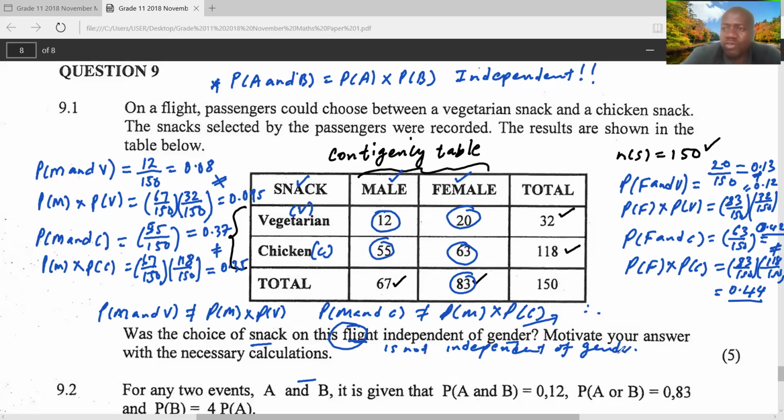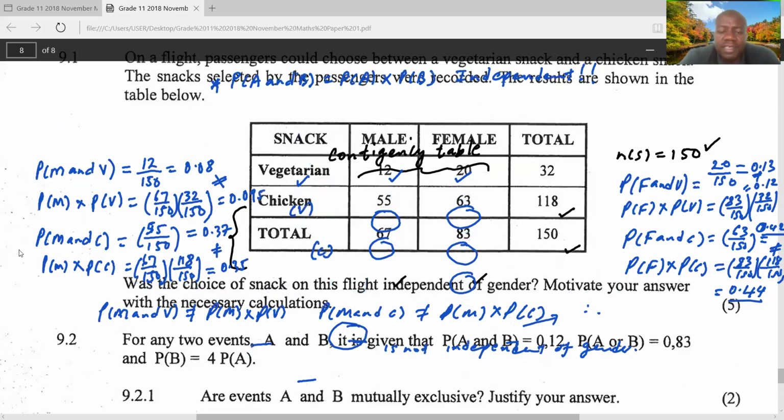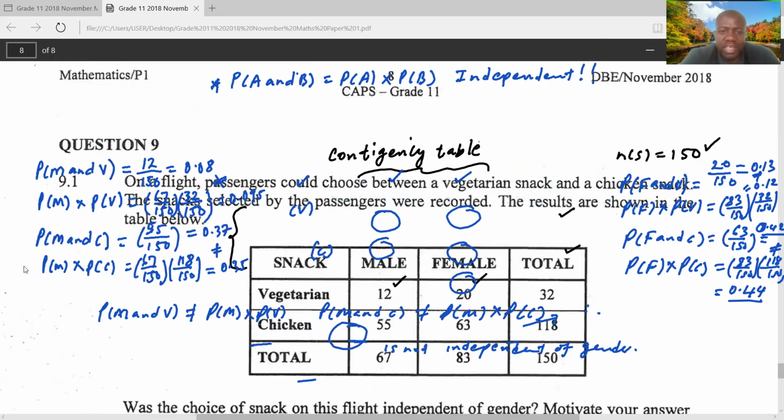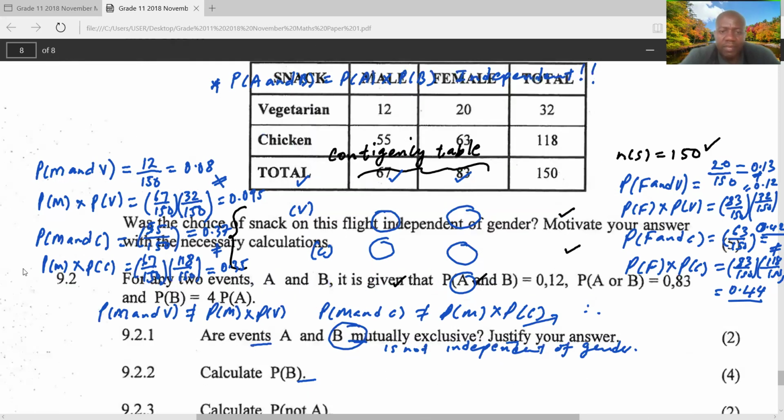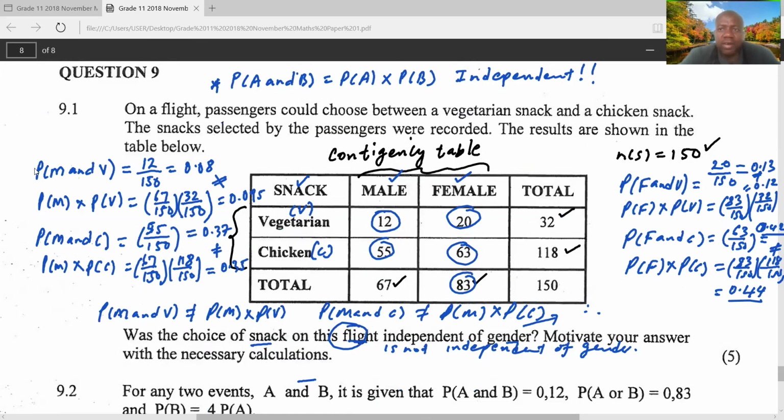Let us now move on to the next question. I think this is the last one. Okay, I believe you are following. Here we're just checking independence. All right, let's proceed.